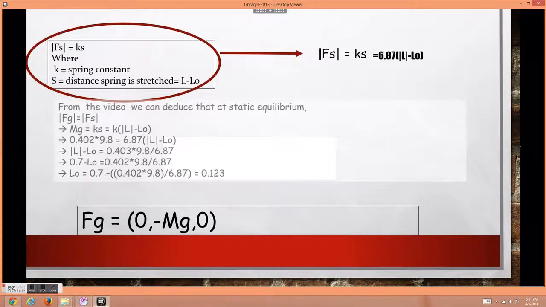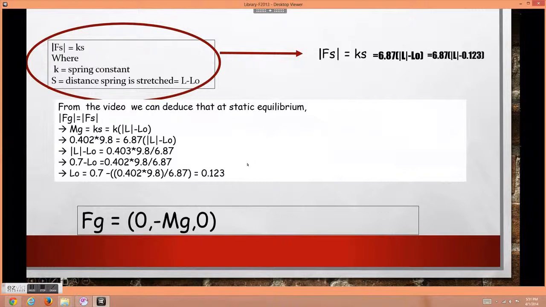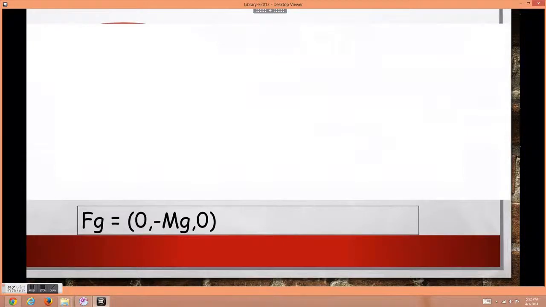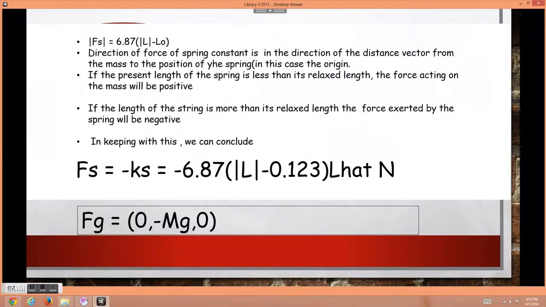In order to find L naught, this procedure has to be followed. You may pause the video to observe it. While doing it, it's important to note that L is equal to the distance between the ball and the spring. Now we know the magnitude of the spring force. The direction of the force is given by the unit vector of L.